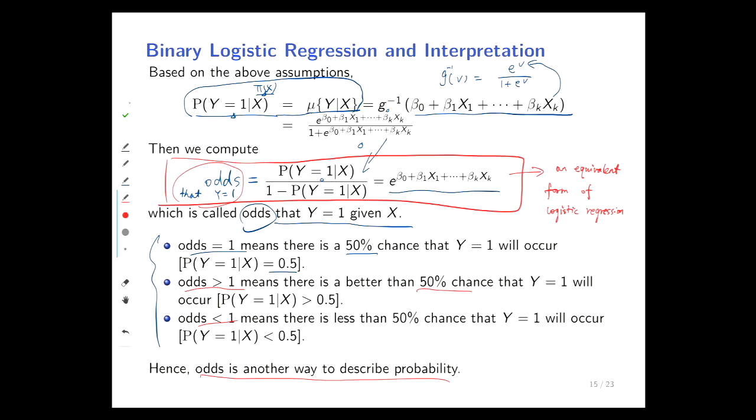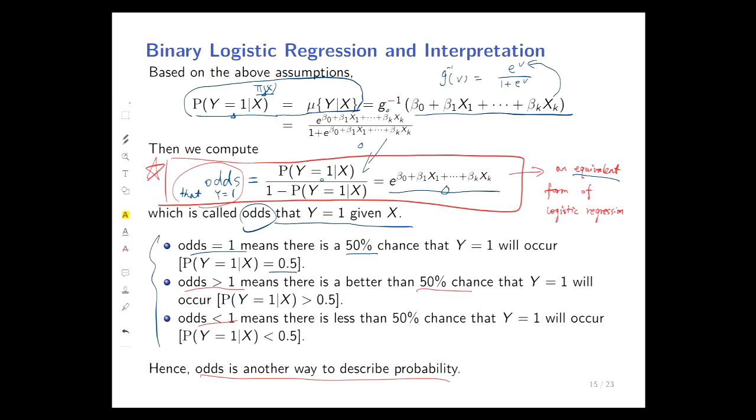And it's actually very important in interpretation. This form is also really important for us to introduce some new models for multi-category response. So here, by using the model assumptions, we actually have this equivalent form. So what's this equivalent form? This equivalent form says the odds that y equals 1 is the exponential of the linear combination of the explanatory variables.